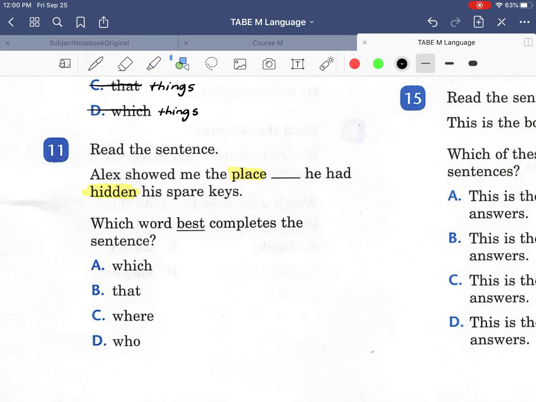This is a where. If you are looking for a place, that's an adverb. And if you know that, you can eliminate A, B, and D. We want an adverb. A is a pronoun, B is a pronoun, and D is a pronoun. So the only adverb in that list is D.